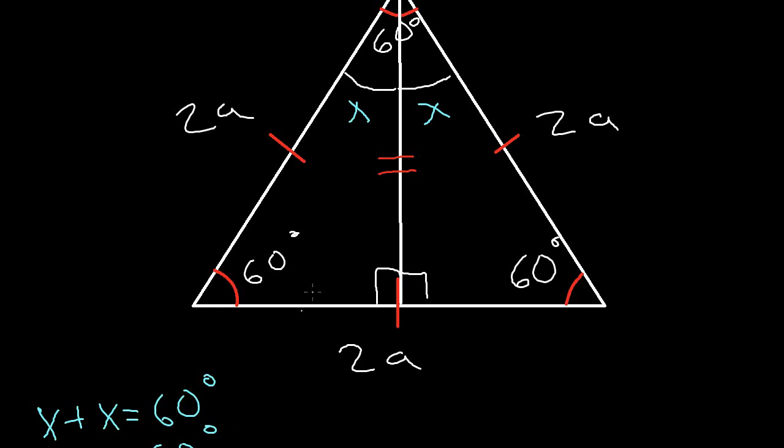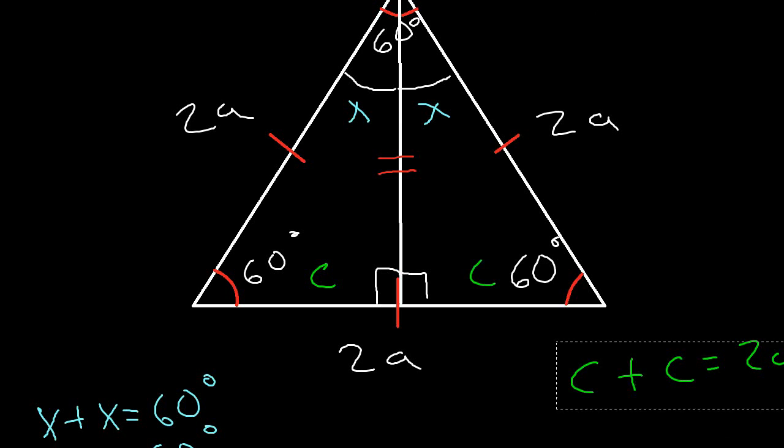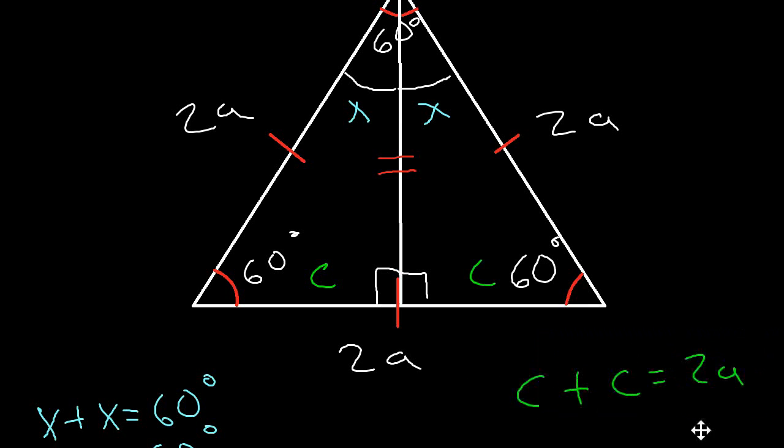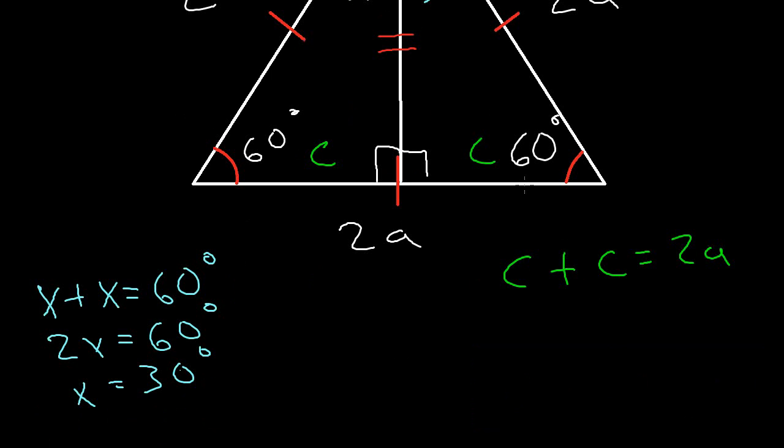Okay, now let's define these two sides. Let's define it as c and c, but in a green color. c and c. So c plus c is equal to 2a. Let me move that a little bit. Right there. c plus c is equal to 2a. So we know 2c is equal to 2a, and if we divide both sides by 2, we get c is equal to a.